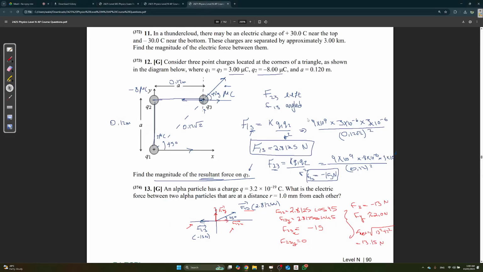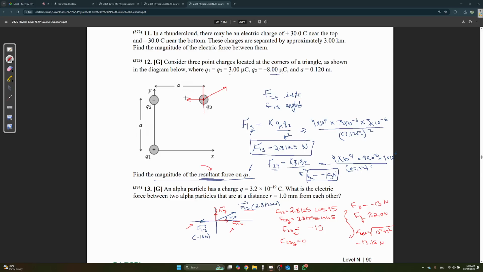So just to recap, so you guys can get this. I know it's a lot of talking, but anytime you want to find resultant force, identify what the forces are. If they're opposite charges, then it's going to be attracting. If they're like charges, it's going to be pushing it away, repelling.